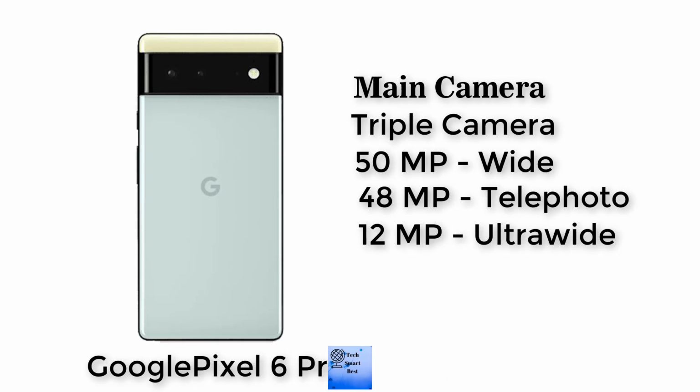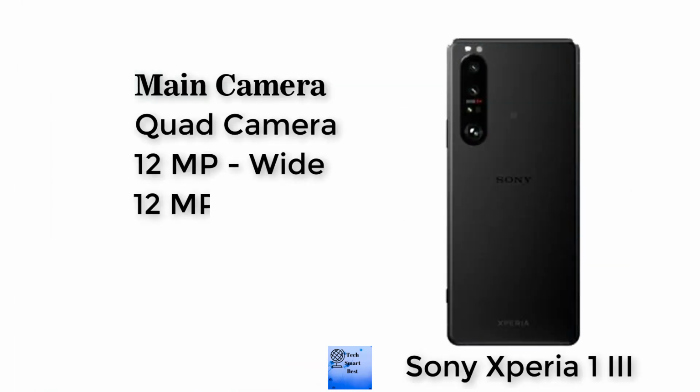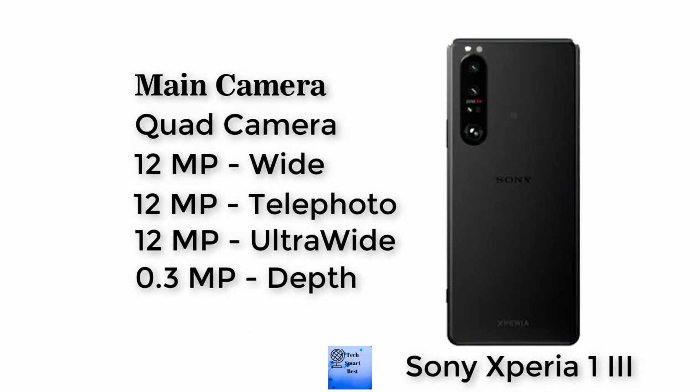The main camera of the Google Pixel 6 Pro is a triple camera: 50 megapixel wide camera, 48 megapixel telephoto camera and 12 megapixel ultra wide camera. The main camera of the Sony Xperia 1 Mark III is a quad camera: 12 megapixel wide camera, 12 megapixel telephoto camera, 12 megapixel ultra wide camera and 0.3 megapixel depth camera.